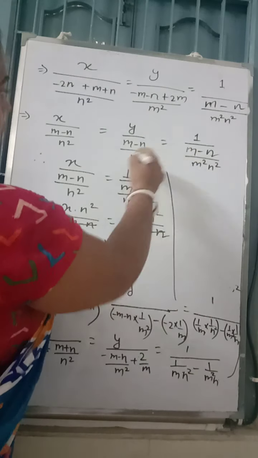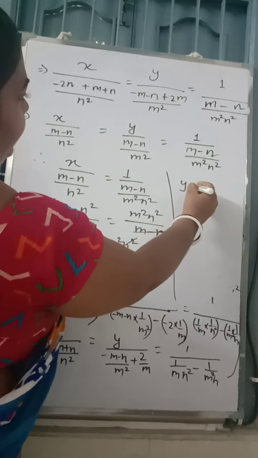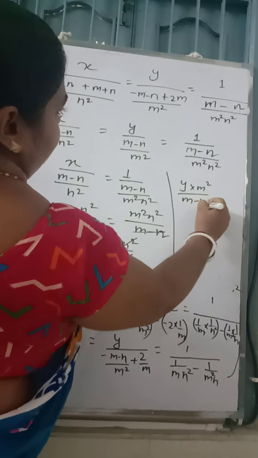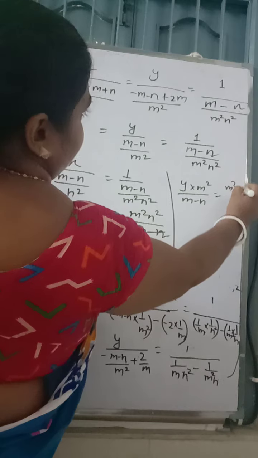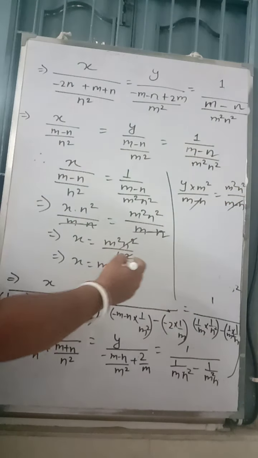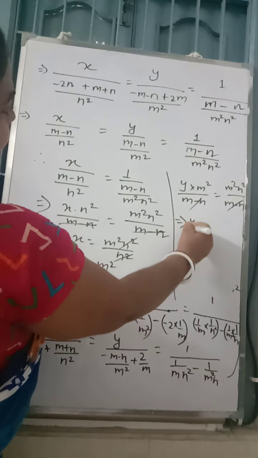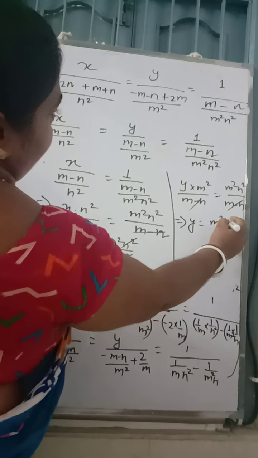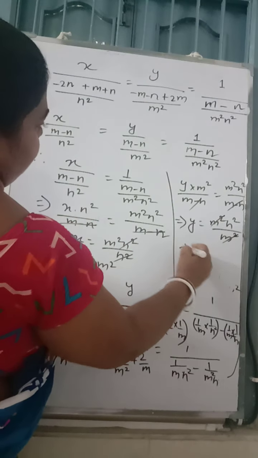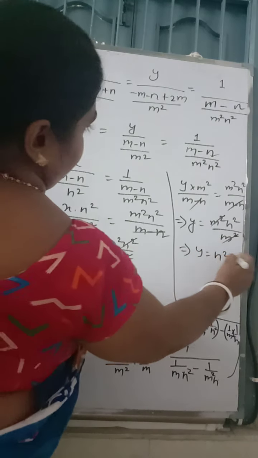Similarly for y into m square by m minus n is equal to m square n square by m minus n, which is cancelled, or y is equal to m square by m square. M square is cancelled, so y is equal to n square.